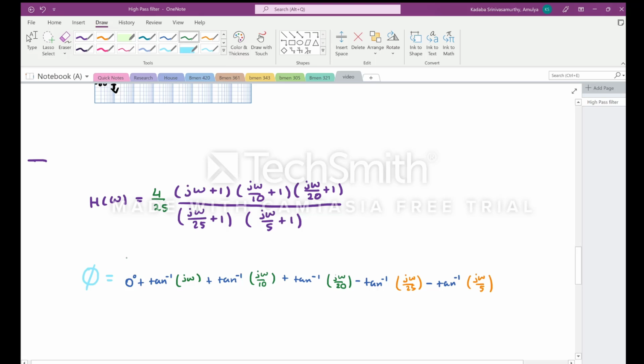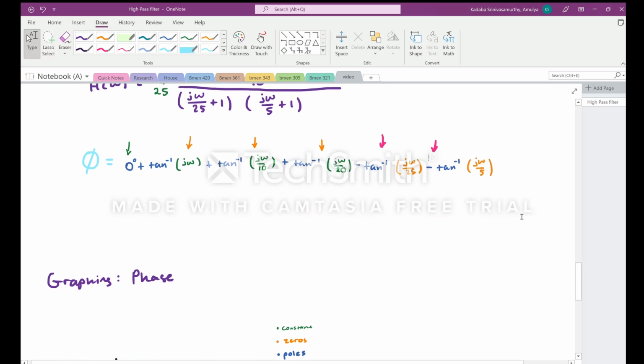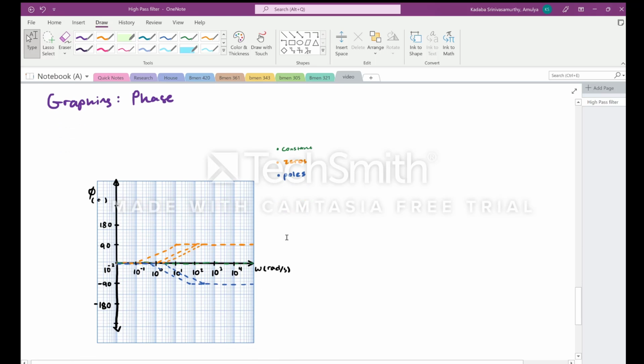As you can see, the constant has an angle of 0 degrees. These would be the zeros, and these two would be the poles. Using this equation, we can graph each of the zeros, poles, and the constant. And you would get the following graph.